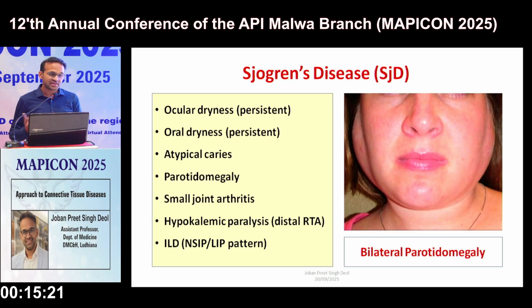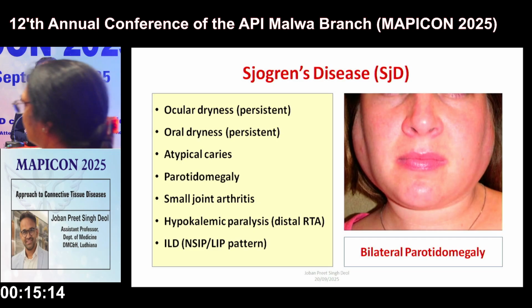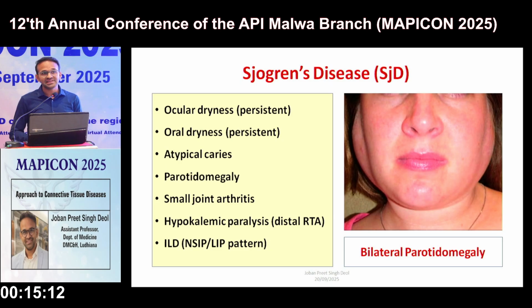I'm sure all of us have had oral or ocular dryness at some point in life, but if it is persistent, if it is occurring almost daily for at least 3 months, then we should think of Sjogren's disease. Atypical caries: I'm sure many of us do have dental caries, but if somebody is developing caries involving the frontal incisors, that is a very pertinent feature of Sjogren's disease.